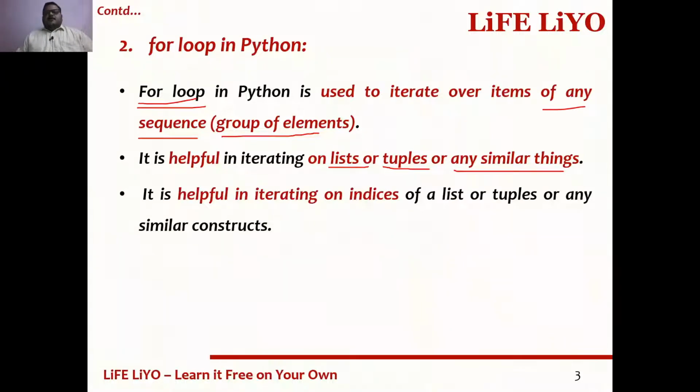Along with these lists or tuples, it is also helpful in iterating on the indices of a list. That is, instead of going through the entire list at a time, we can go through the respective indices. What do these indices mean? These indices are nothing but the indexes in arrays in C programming, which you are going to learn in the future. Now let us look into the syntax.